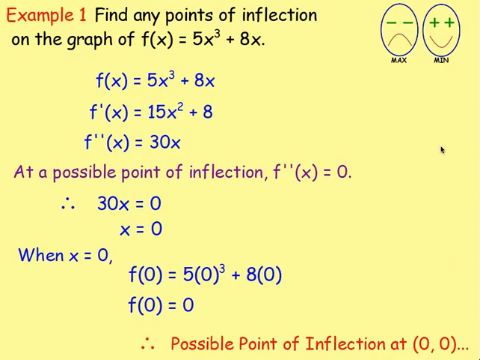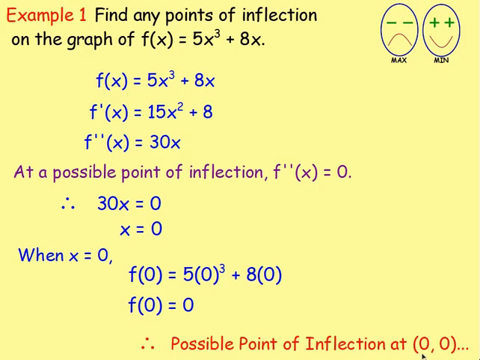An example with that was this example here: find any points of inflection. You know that for possible points of inflection, the second derivative equals 0. So find that second derivative, set it equal to 0 and solve for x. Because you have found that value of x, I'm just going to sub that in to find the value of y to get the y coordinate. So we know then there's a possible point of inflection at (0, 0).